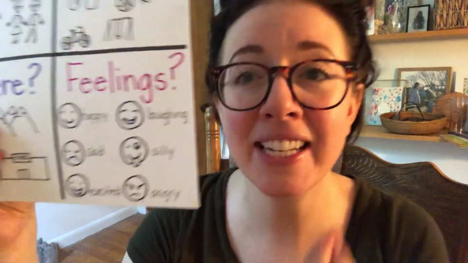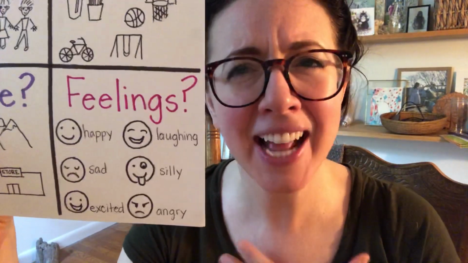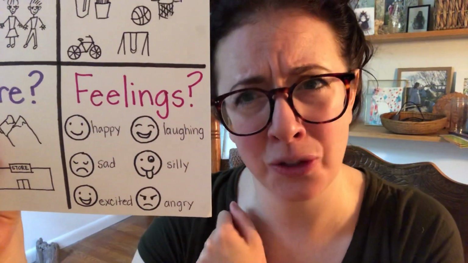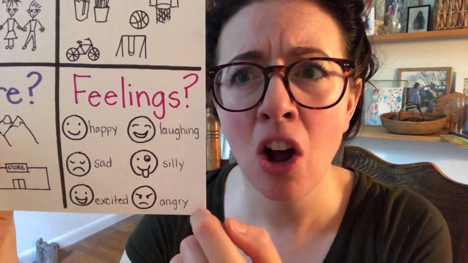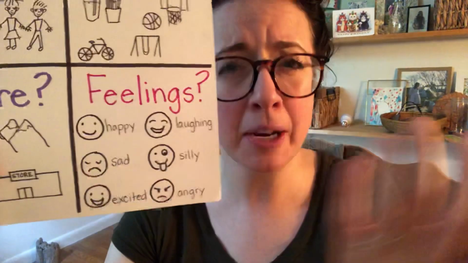When we're writing a narrative, we need to include how we're feeling in that narrative, right? Are we happy? Are we sad in our story? Are we excited? Are we laughing? Did we have such a good time that we're laughing so much? Are you feeling silly in your story? Or sometimes you could even be angry in your narrative. There's no right or wrong way to write about your feelings. It just has to be true, right? You have to write about how you're feeling in your narrative.